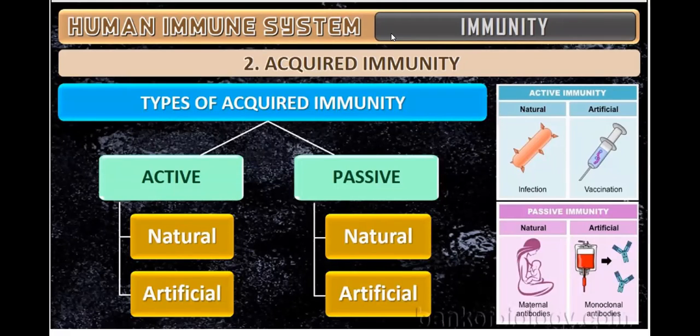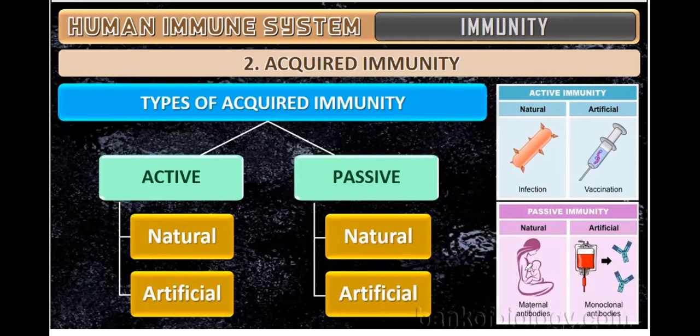Types of acquired immunity. Acquired immunity is of two types: active and passive. Active immunity is natural as well as artificial, and passive immunity is also natural as well as artificial. Natural active immunity is created because of infection, or artificial by vaccination. Natural passive immunity involves maternal antibodies, and artificial passive involves monoclonal antibodies.